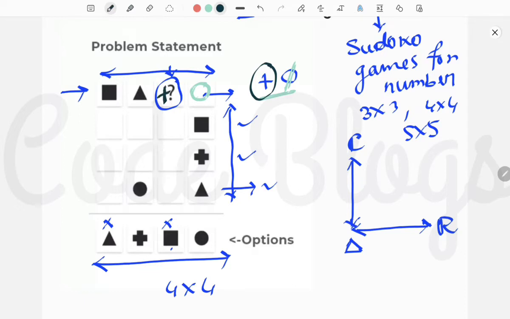So in this way you can find the GeoSudo problem. Sudoku problems you are already playing with numbers. Here in place of numbers there are geometric shapes available, so you have to just find the geometrical shapes for those question mark places. Okay, it's very simple.